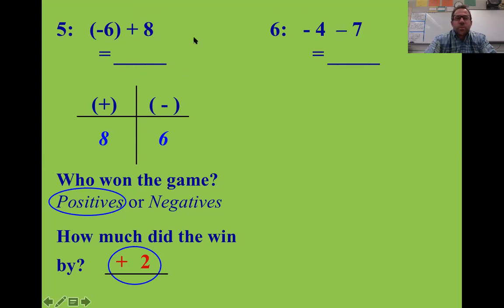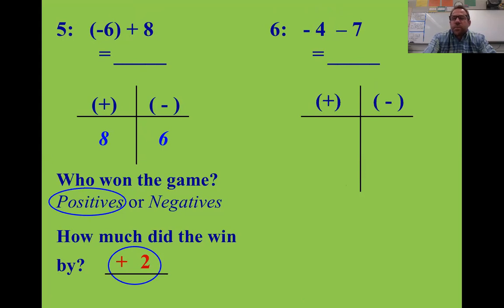Okay, now that wasn't too difficult. Let's take a look at this next one. It's a little trickier. We've got -4 minus 7. A lot of you try to remember the rule and think, oh, I'm supposed to change the sign and then the answer is going to become positive, and you're going to get the wrong answer. So watch, let's do scoreboard. Positives versus the negatives. Now just take your time. Here we go. This is -4. Who got those points? The negative team. So the negative team got 4 points.